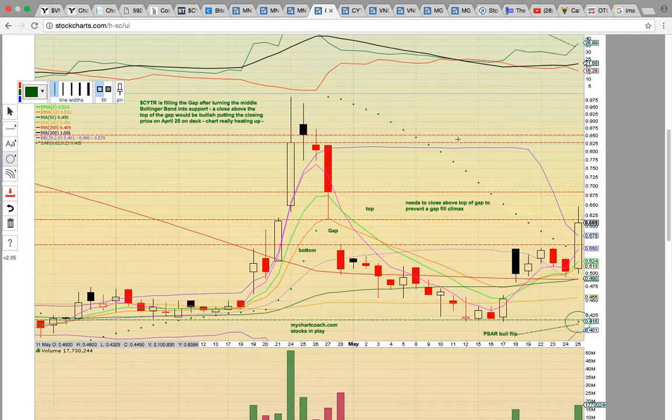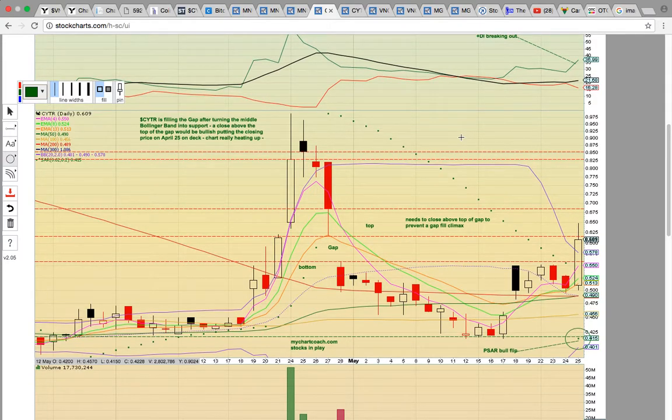Okay, let's look at CYTR. Okay, there was a nice gap fill today. Notice there was a gap here on this daily chart.